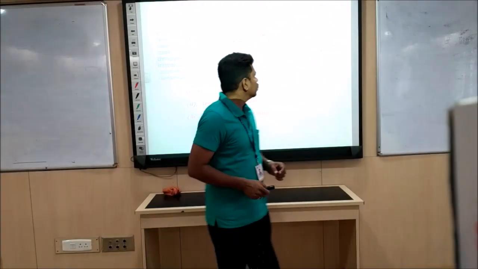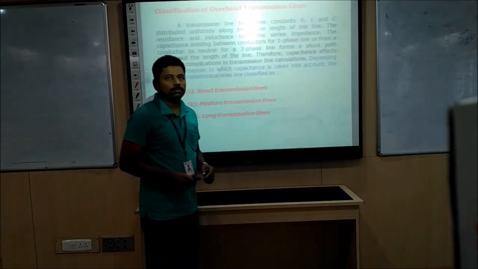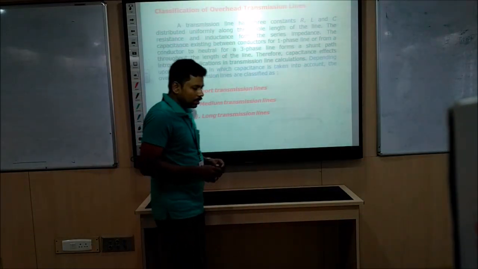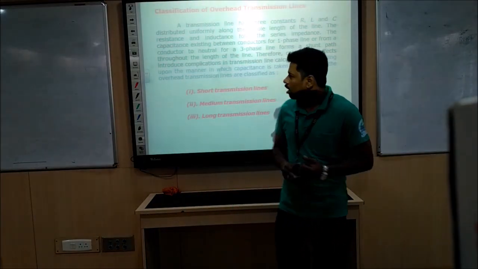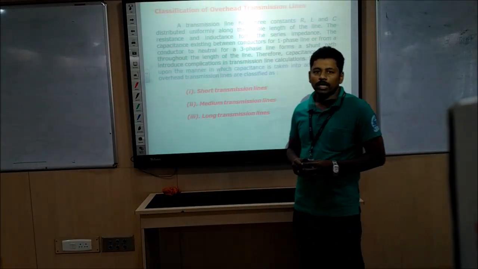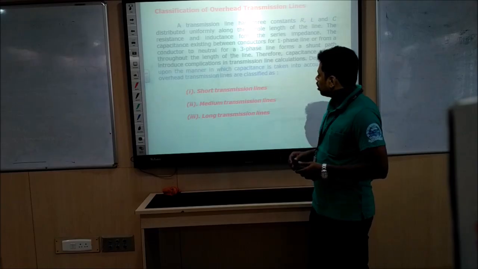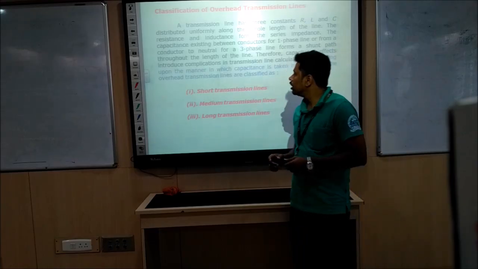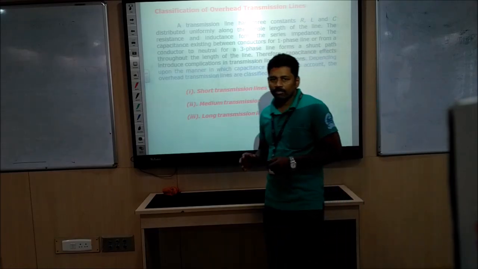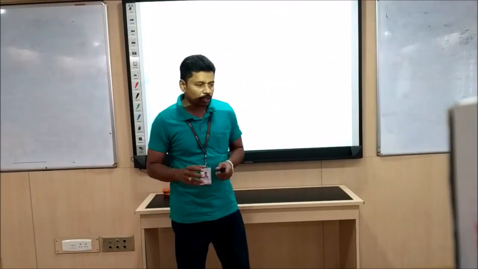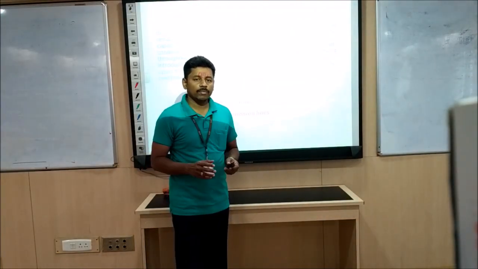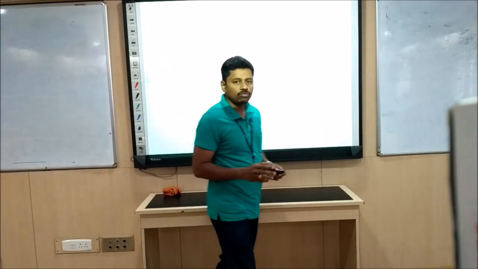Coming to the classifications of transmission line, a transmission line is classified into three models: short, medium, and long transmission line. How do we classify these short, medium, and long transmission lines? A short transmission line is a line where the distance is 50 km and the working voltage is in the range of 20 kV.